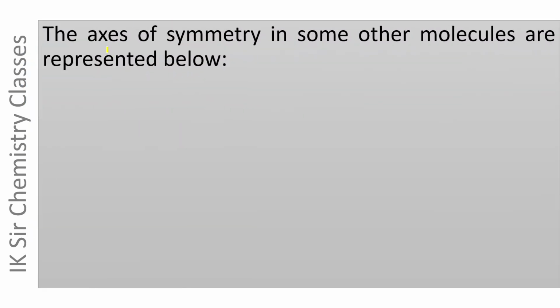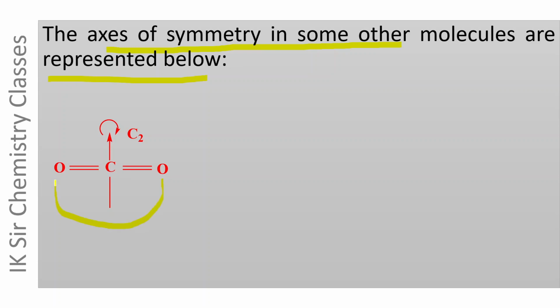The axis of symmetry in some molecules are represented below. The axis of symmetry in some other molecules are represented below. This is CO2 molecule and this axis is C2, because we have to rotate this molecule about this axis by 180 degree to obtain an indistinguishable orientation, that is 360 degree by 2, and hence its order is 2 and it is C2 axis of symmetry.